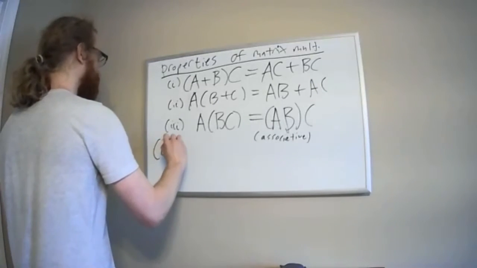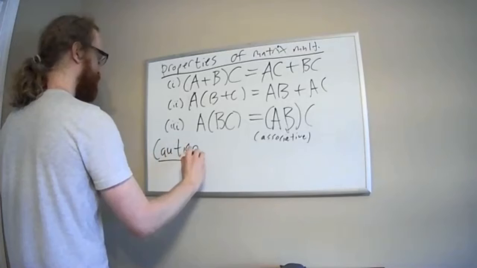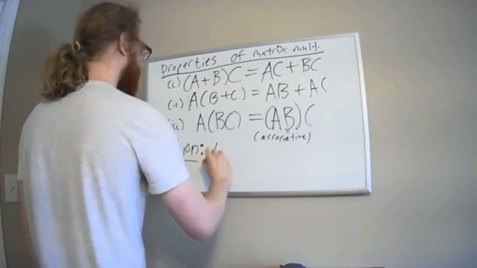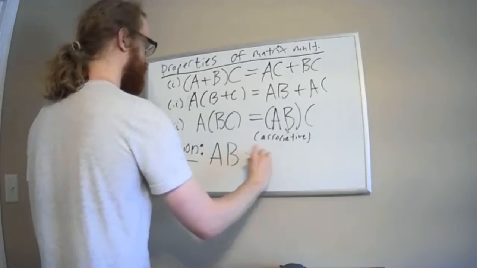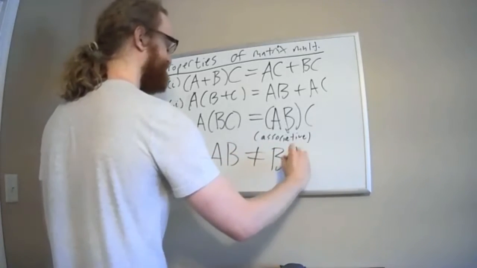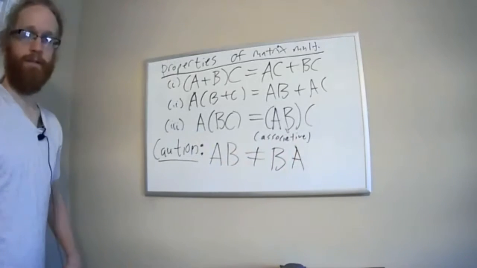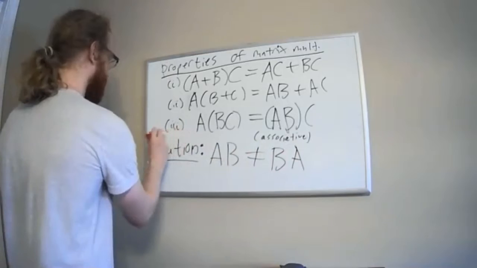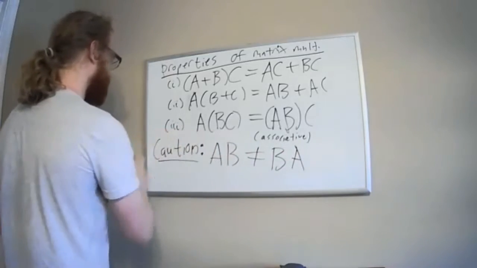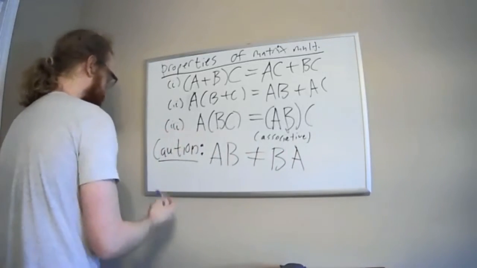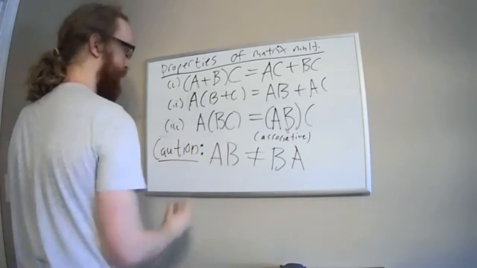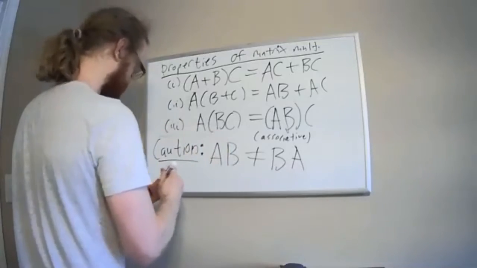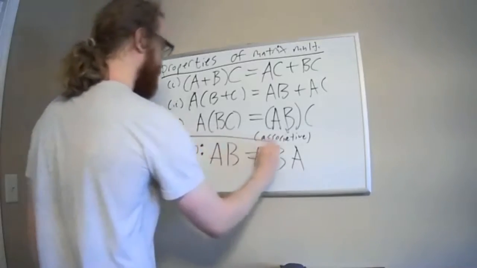But here's my big caution. Here's something that fails: in general, A times B does not equal B times A. All my colored markers decided to die today, apparently. It's no good, so I can't highlight this as much as I wanted to. How annoying. Okay, well anyway, circled in black, I guess.